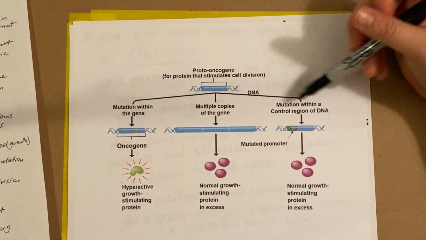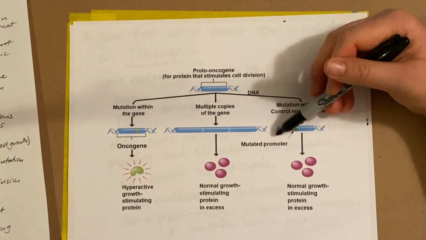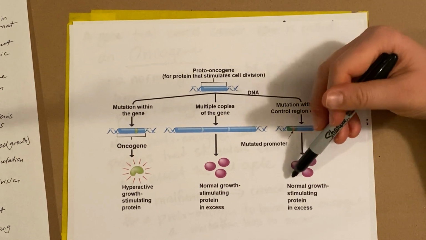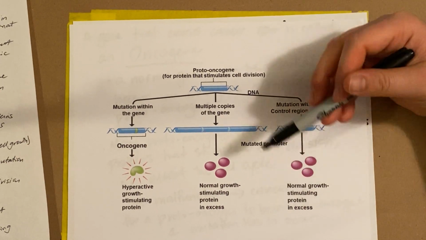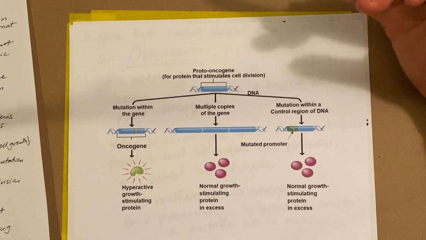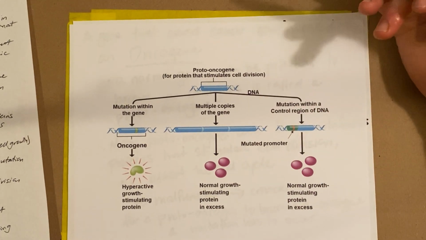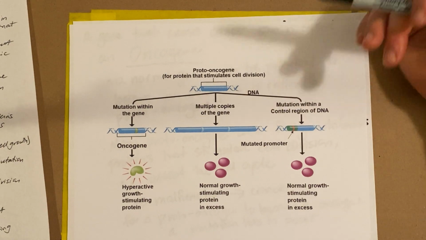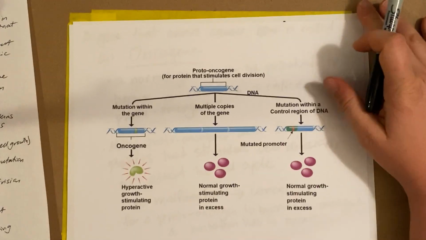And then with a mutation within a control region of the DNA, you can have a mutated promoter, and that could also give you normal growth stimulating protein in excess. So all of these can start to lead to too much cell division, which could then lead to cancer. Okay, now the mutations that can take place are changes in the genes whose products inhibit cell division, and those are also involved.